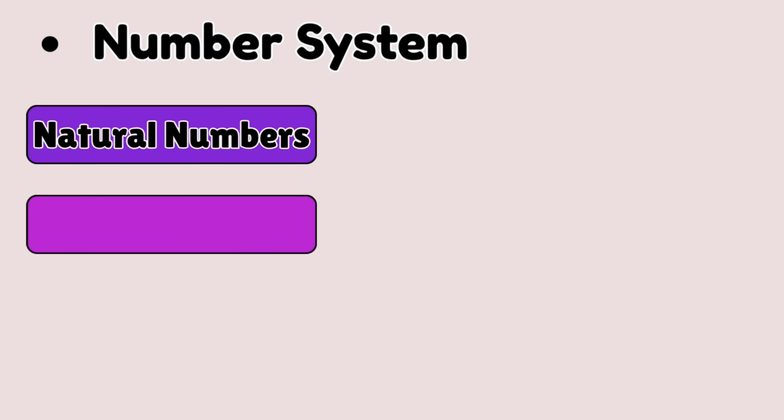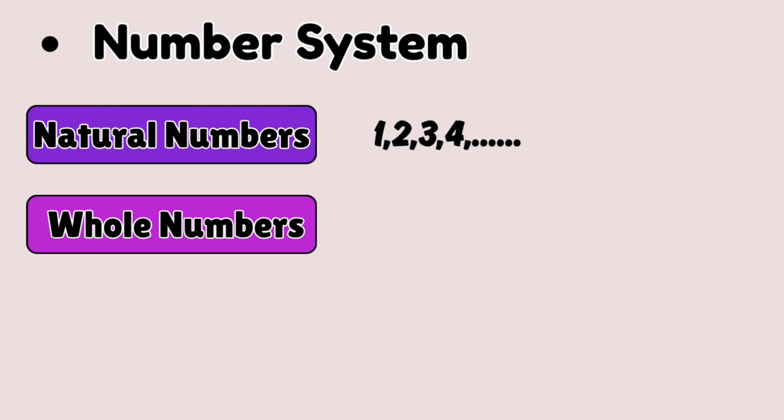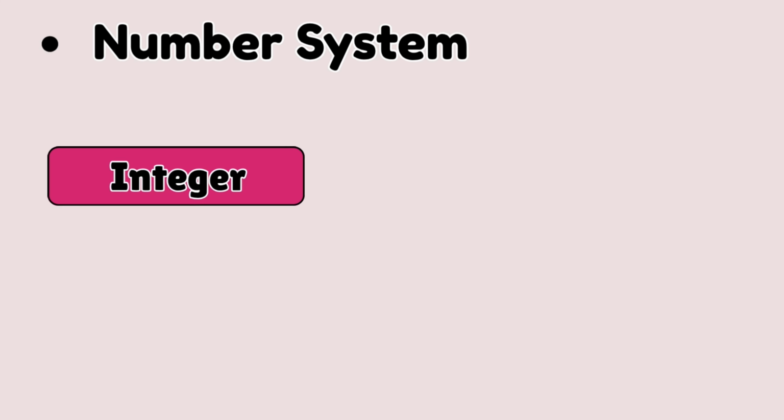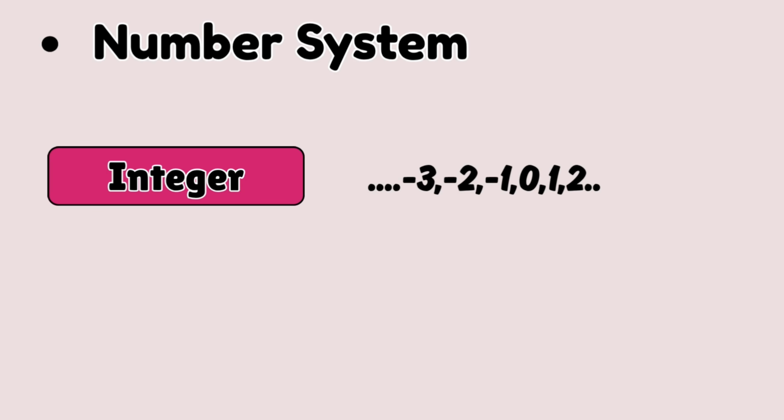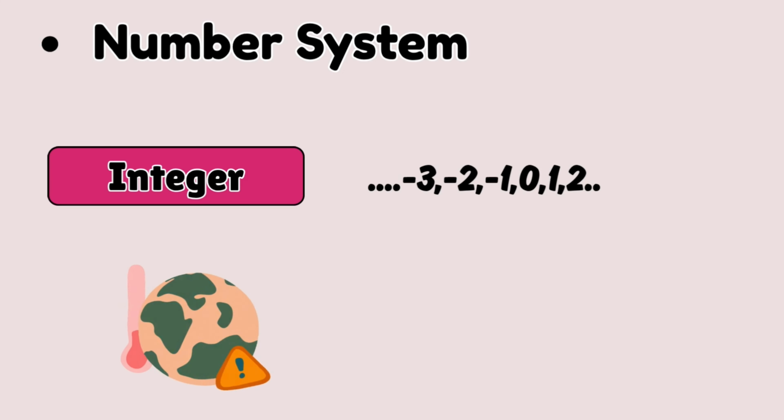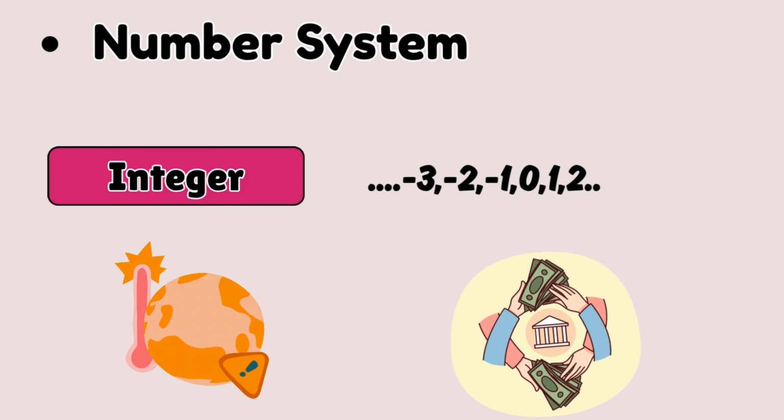First up, we explore natural numbers and whole numbers. Natural numbers are the basic counting numbers, 1, 2, 3, and so on. When we include 0, they become whole numbers. Next, we move on to integers. These include not only whole numbers but also their negative counterparts, such as -3, -2, -1, and so forth. From measuring temperatures to understanding bank balances, integers are all around us.